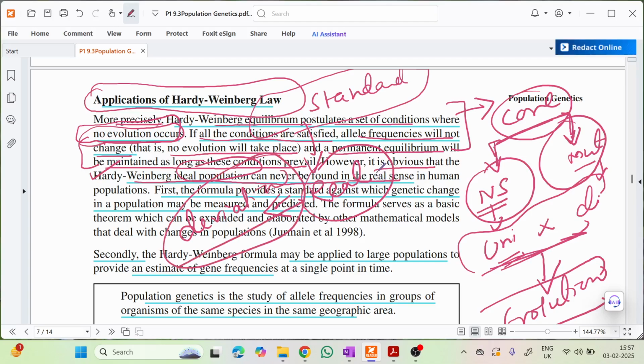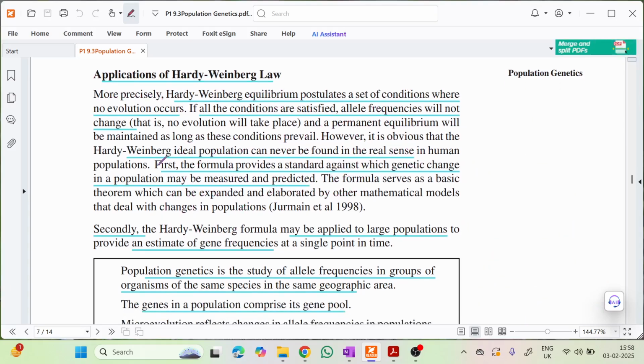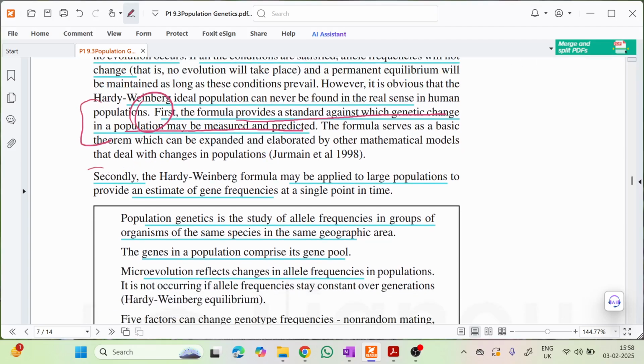So a particular real population is deviating from the standard one by a margin of 0.2. By measuring the population against a standard, we can know where the population, in terms of genetic frequency, is moving. So the first application: this formula provides a standard against which genetic change in a population may be measured and predicted. This is the first application.